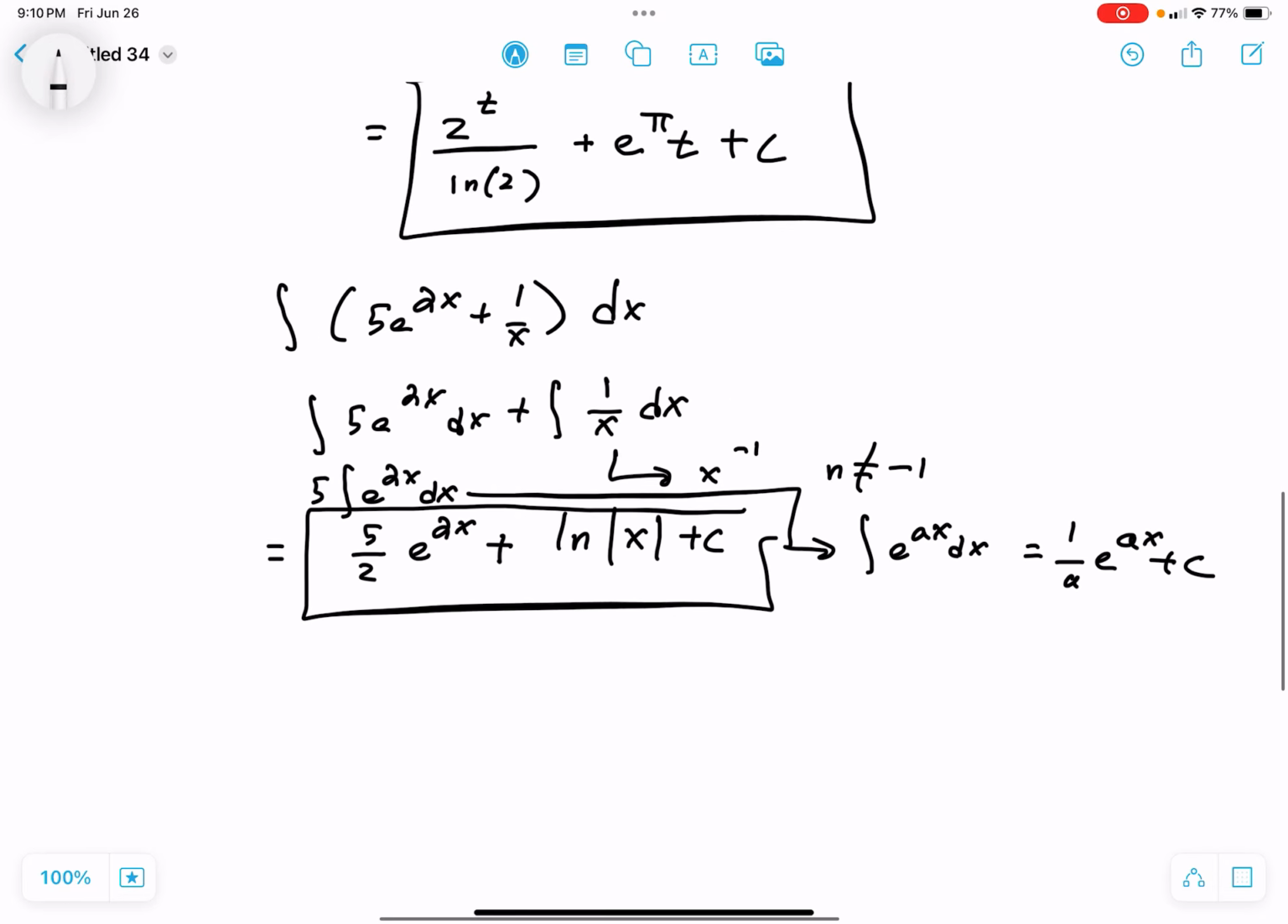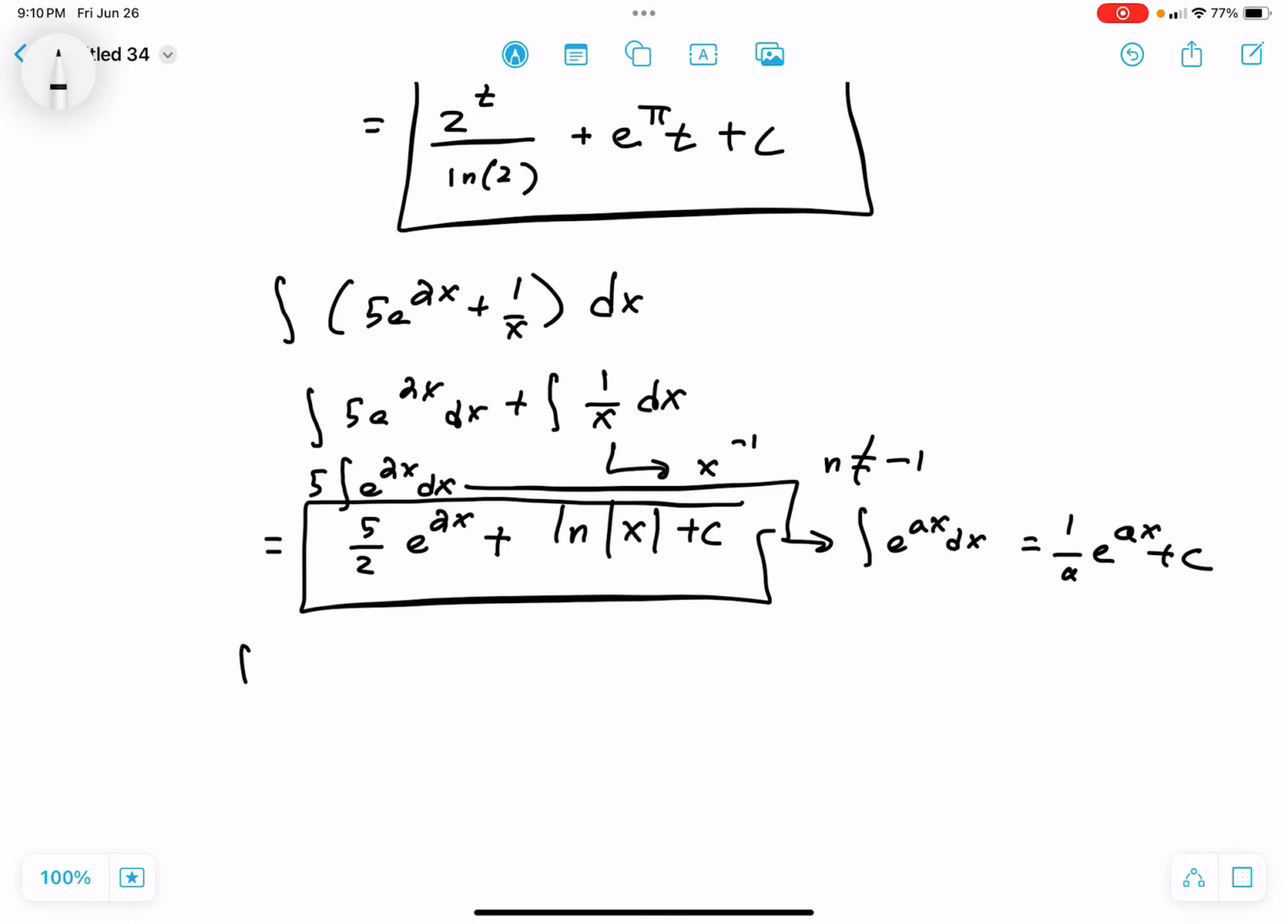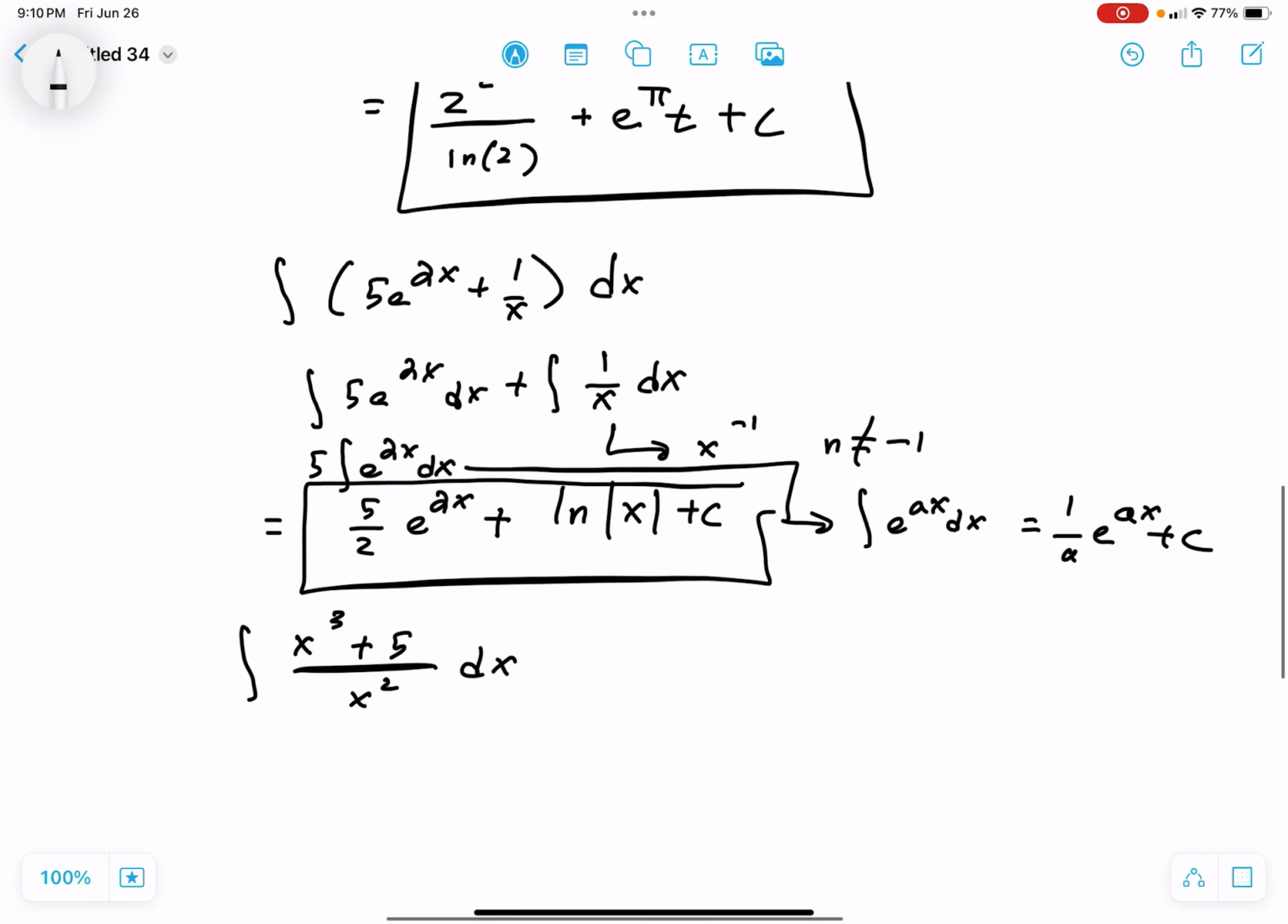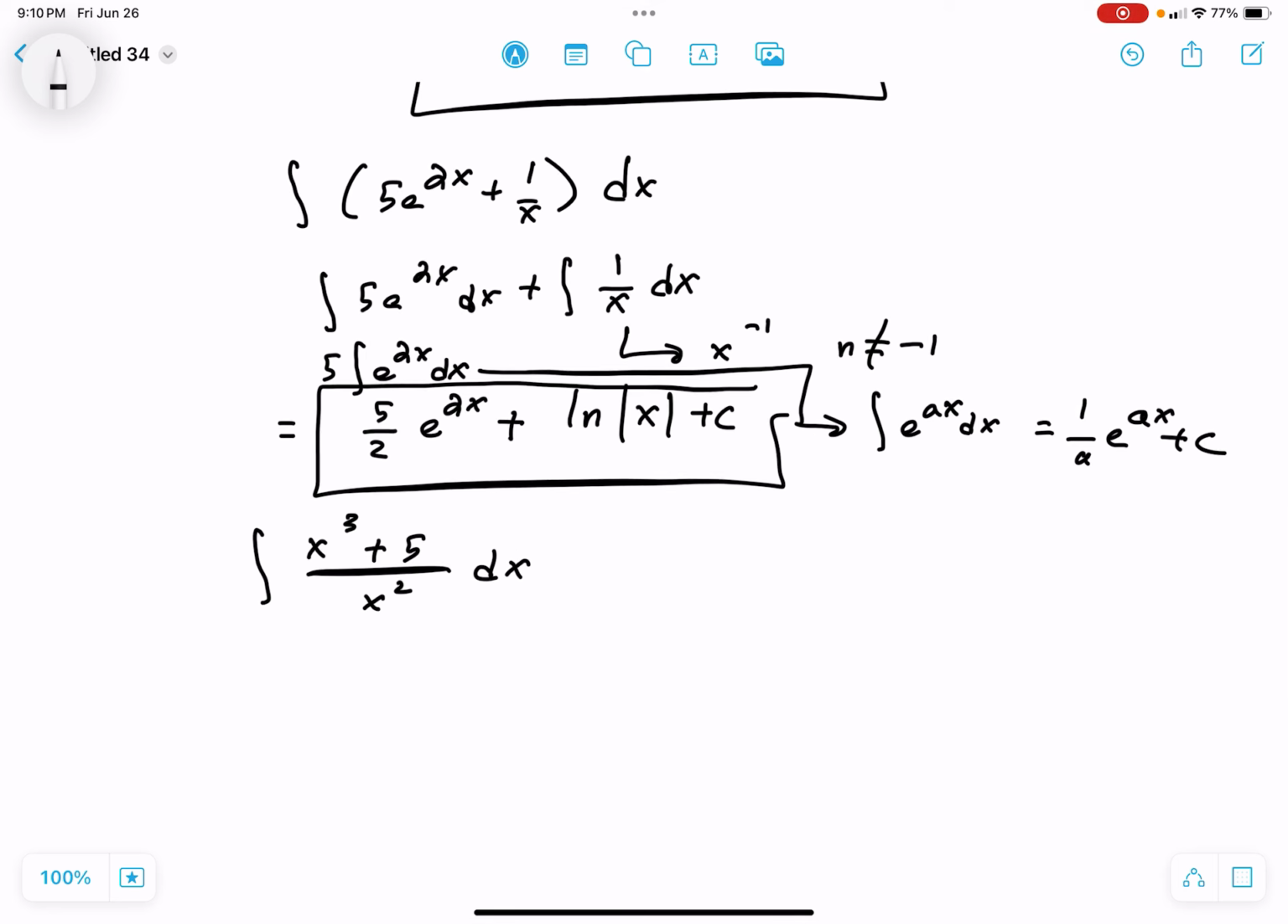Now, our last integral is going to be the integral of x cubed plus 5 over x squared dx. Okay. So the first thing I notice is that I can divide both of these terms by x squared. So I'm going to rewrite this as being equal to the integral of x cubed over x squared plus 5 over x squared dx.